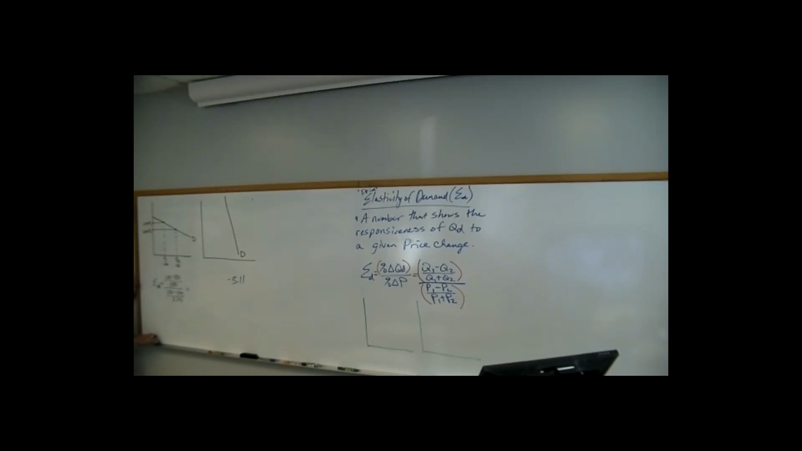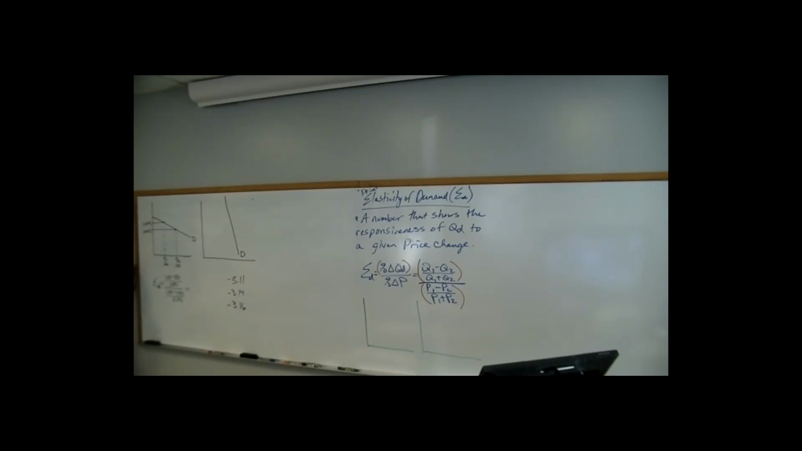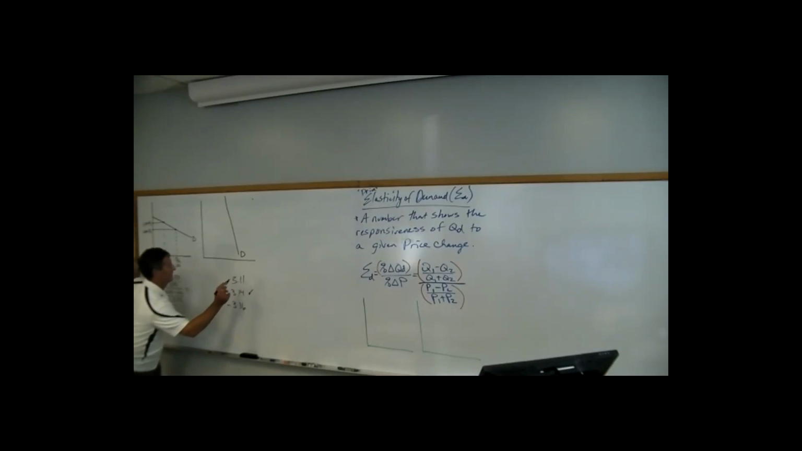Negative 3.14. Negative 3.14. Who said that? And I got negative 3.16. Okay. And who is that? Eric? Harika. Okay. I got 3.14. We have a confirmation on 3.14. There's a check.